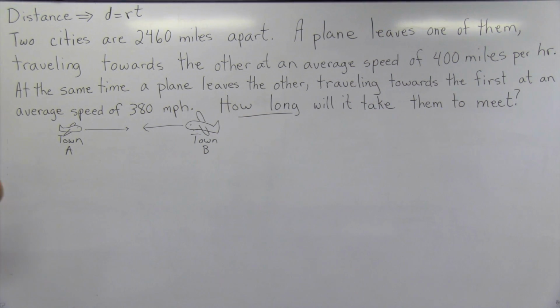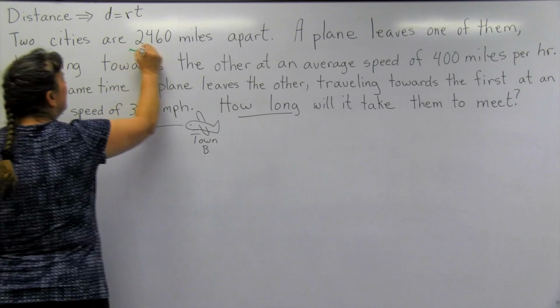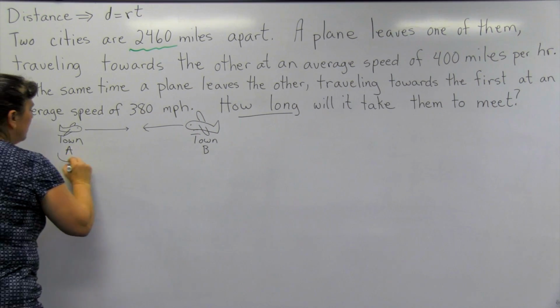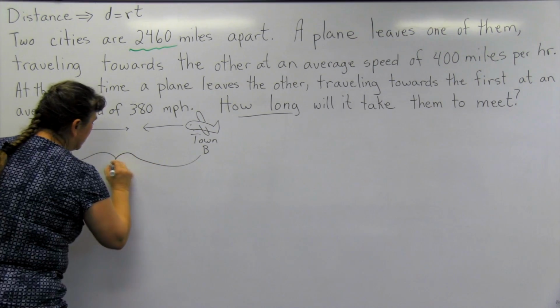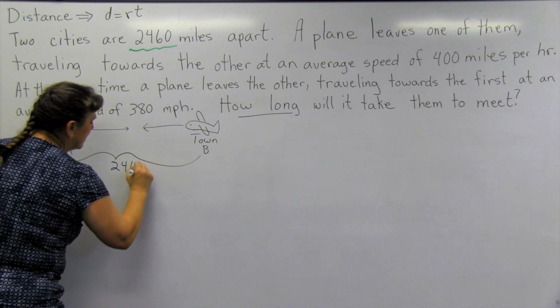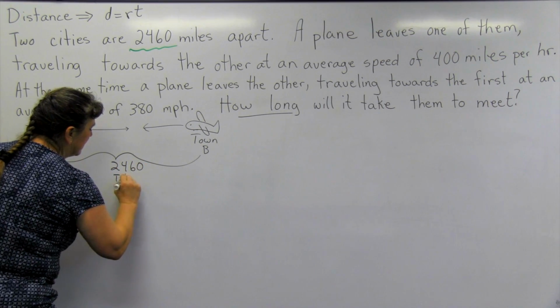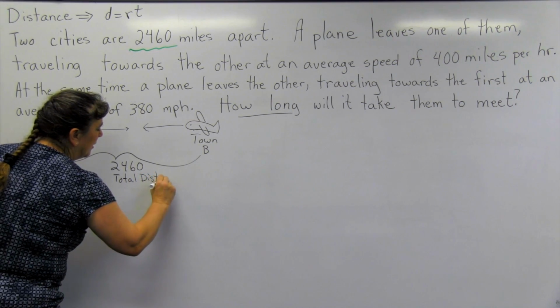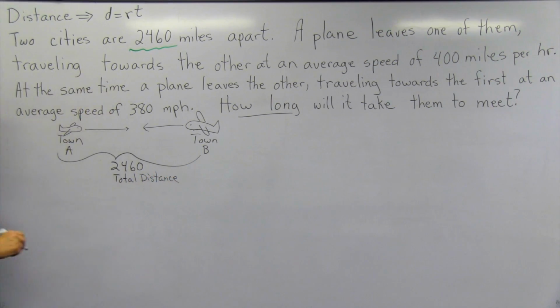Does it tell us how far apart these two towns are? Yeah, you're right. It sure does. Right up here at the top, it tells us how far apart these two towns are. 2,460 miles. So our total distance apart is 2,460 miles, and that's the total distance. Looking back and thinking about the pictures that we did earlier, you can identify this, okay?